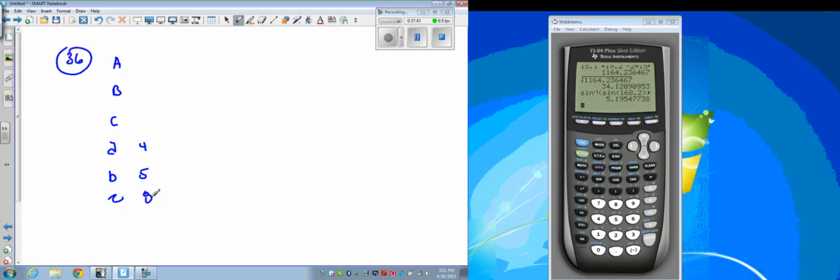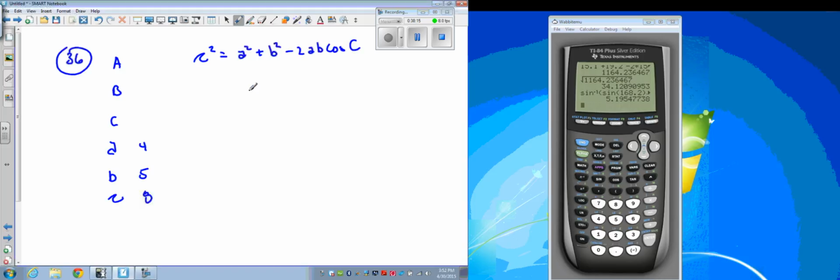Case 4, find the largest angle. So what formula are we going to use? Law of cosines. What is the largest angle? The largest angle is going to be C, so that means the first letter has got to be C. C squared equals A squared plus B squared minus 2AB cosine of C, right?